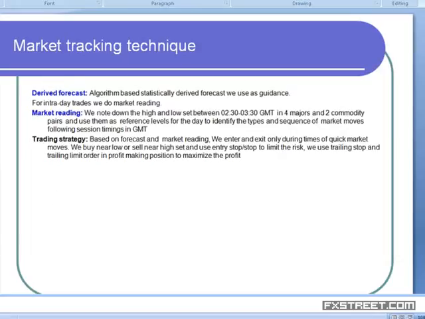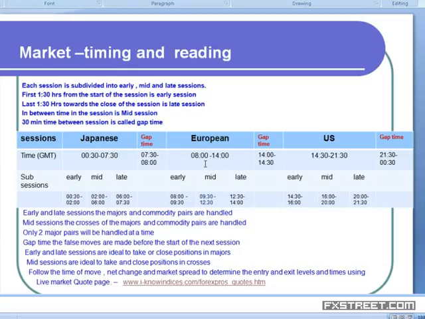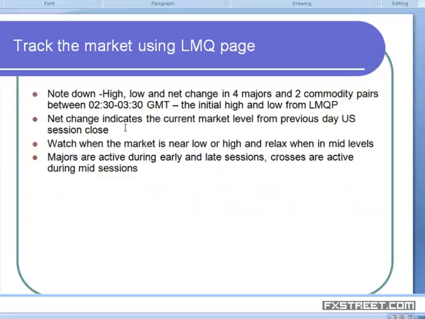So in order to understand, let me just show you. I'll explain the timings also. 8 to 14 GMT is the European session. So 12:30 to 14 GMT, now we are in the late European session, so they'll be handling the majors. Then I told you that we note down the initial lows and the highs around 3:30 GMT during the Japanese session, and then also note down the net change.